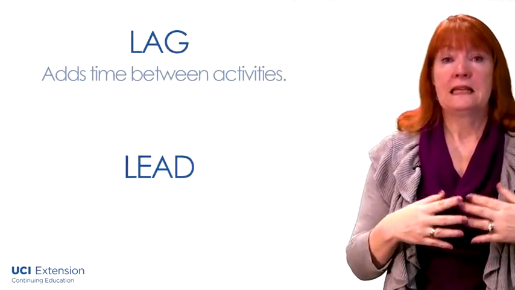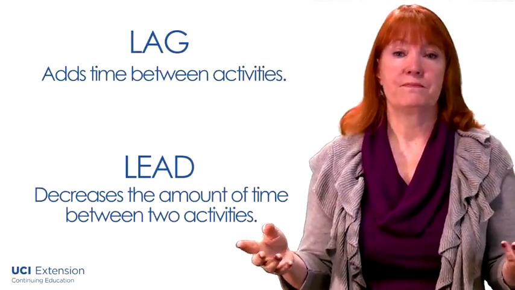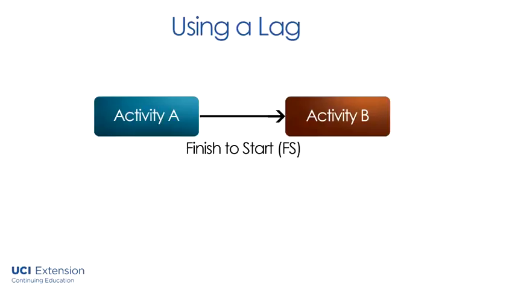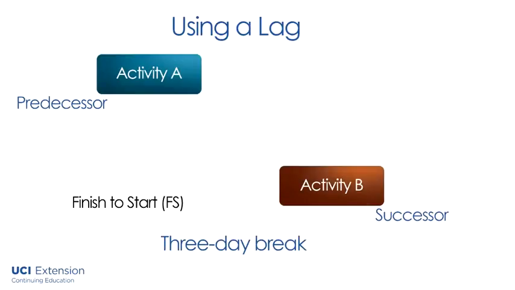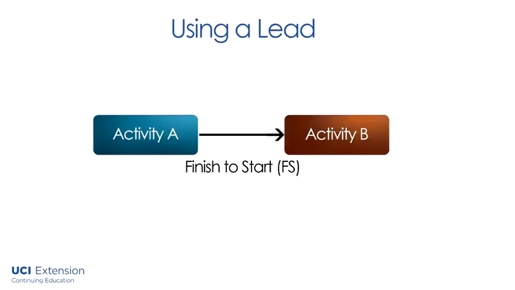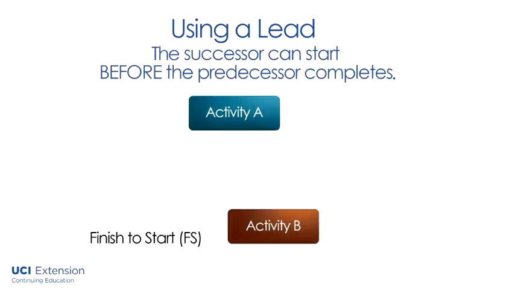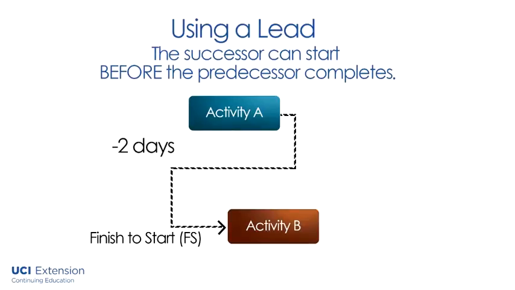Sometimes, in addition to the relationship, you might use either a lag or a lead. A lag adds time between activities, and a lead decreases the time between those two activities. Perhaps there needs to be a break between two activities, which would otherwise use a finish to start relationship. Maybe there's a 3-day break. In that case, you would use a lag of 3, and then the successor task would start 3 days after the predecessor completes. Maybe the opposite is true, and the successor can actually start before the predecessor. You use a lead. A lead of -2 means that the successor can actually start 2 days before the predecessor completes. Use them very carefully.